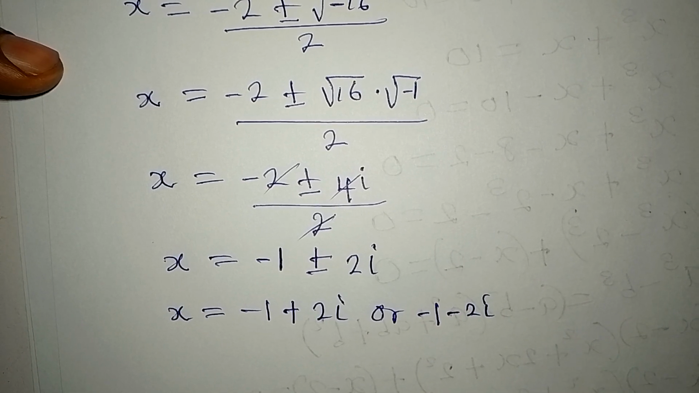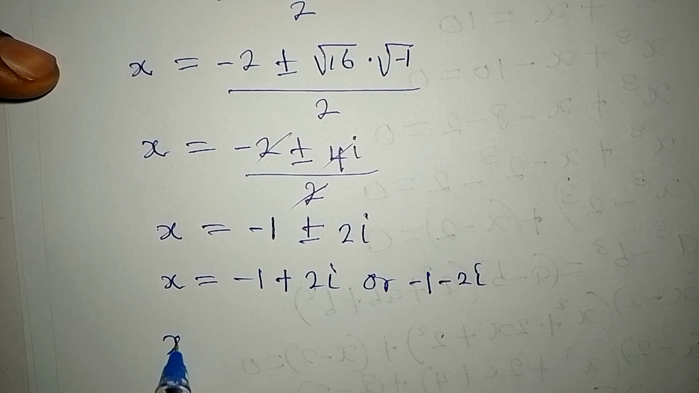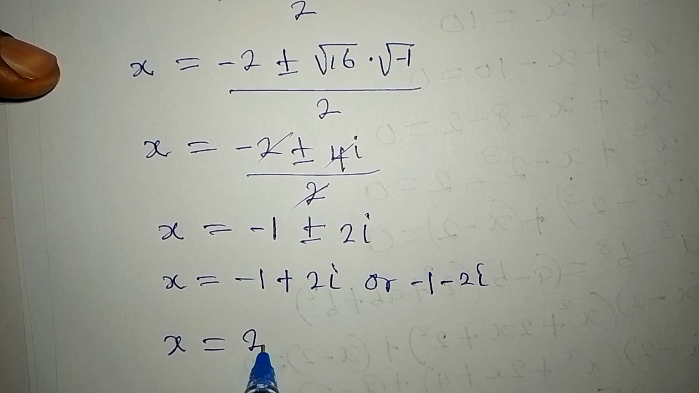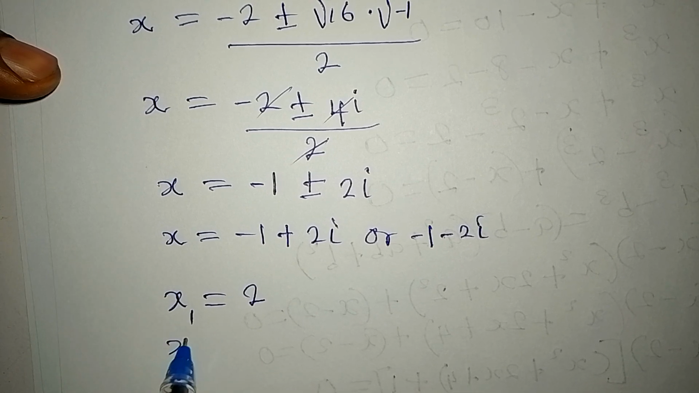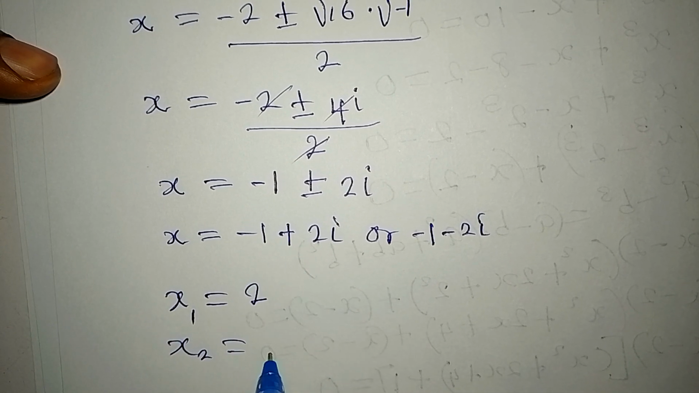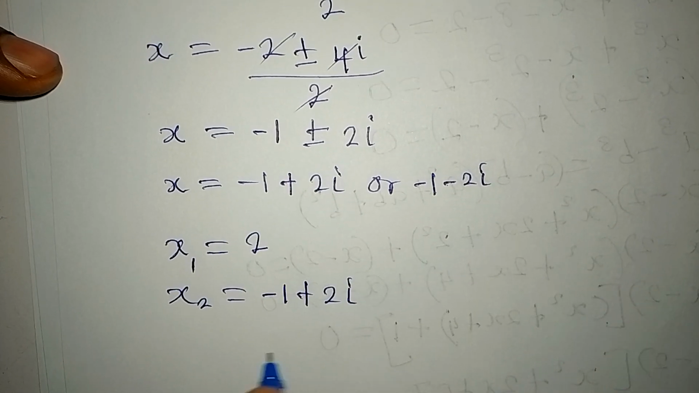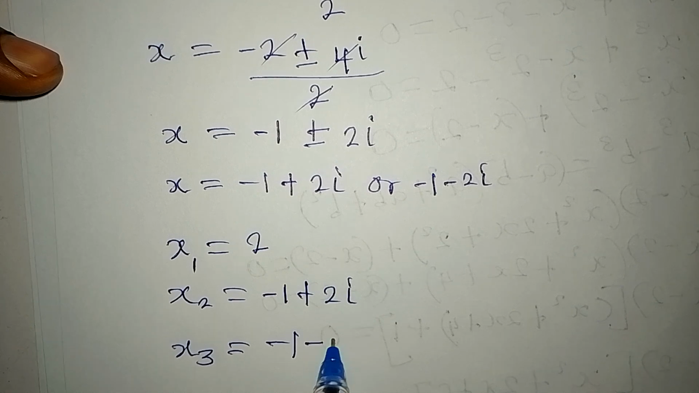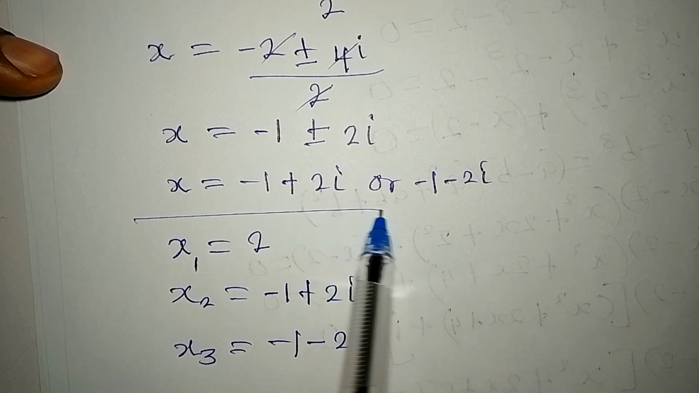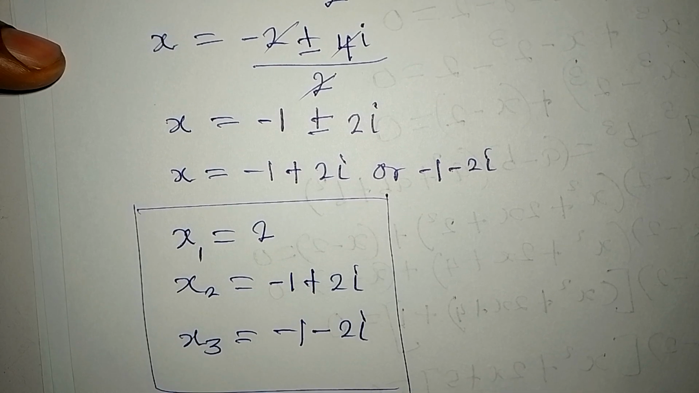So this is a 2-in-1 solution, meaning that x is equal to minus 1 plus 2i, or minus 1 minus 2i. So let's bring the three solutions together very quickly. x is equal to 2, that is the real solution. Let's call it x1. Then x2 is this, minus 1 plus 2i. Then let's get our x3, and it's minus 1 minus 2i. So these are the three solutions, okay, to the equation.